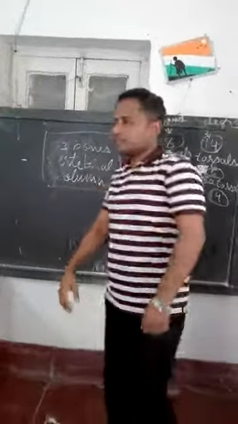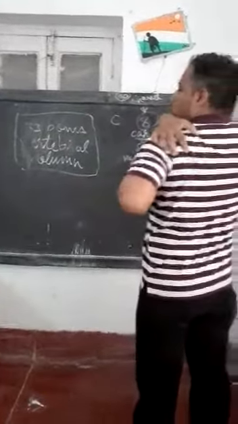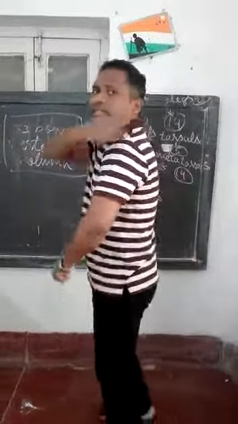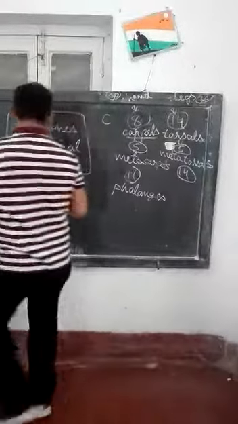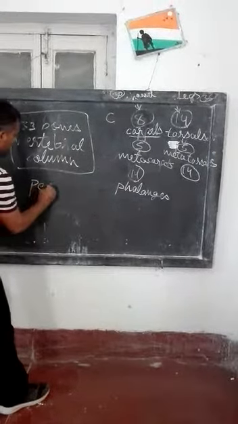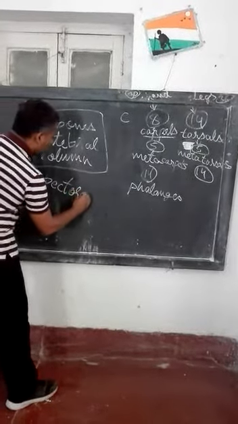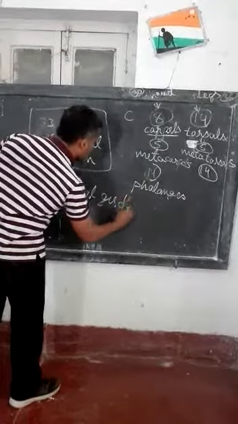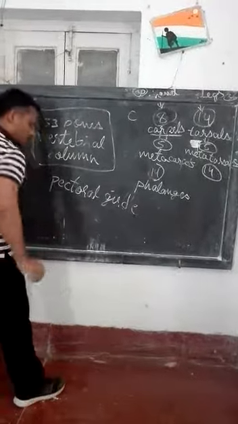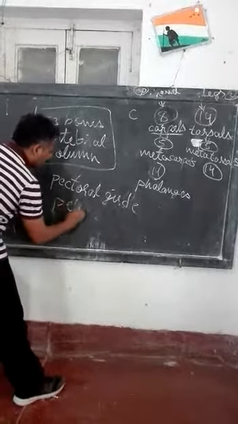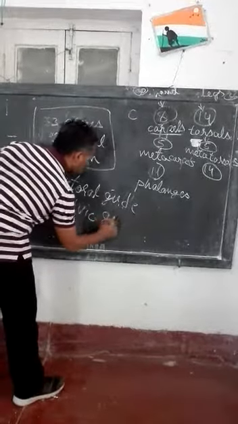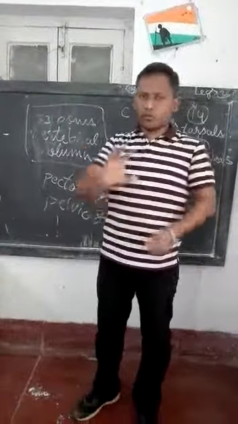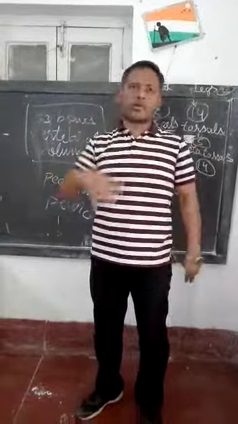Then if you look at the shoulder area, you will have a projection here on both sides of the shoulder. This is called the pectoral girdle. And then this part is called the pelvic girdle. So we have a brief, general idea about our skeletal system.